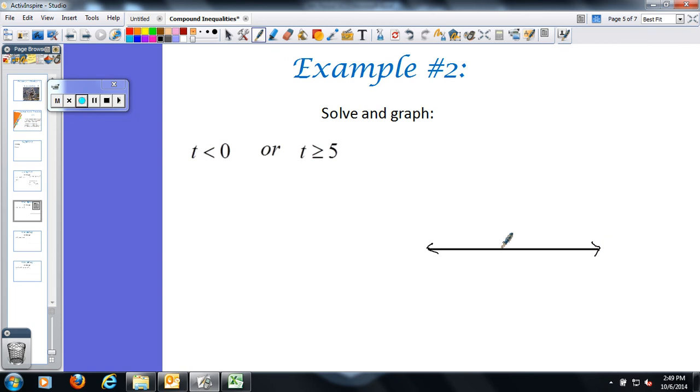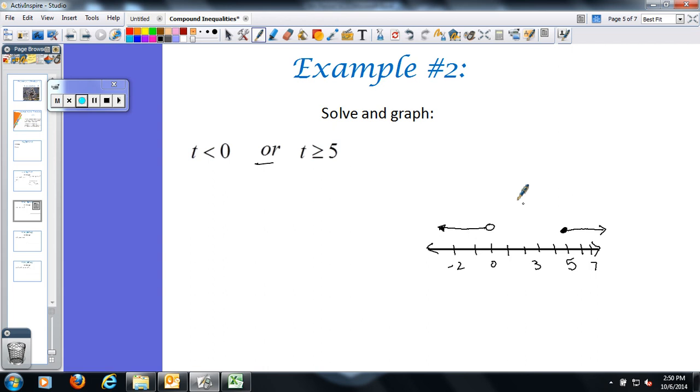Okay, and we have 0, that's -2, and then we'll go 1, 2, 3, 4, 5, 6, 7. Okay, and t is less than 0. Again, it's an open circle at 0. Less than, 3 is greater than 0. -2 is less than 0. So I'm going to draw my arrow this direction. Or t is greater than or equal to 5, which, since it's equal to, it's a closed dot. 7 is greater than 5, so I'm going to graph in this direction.